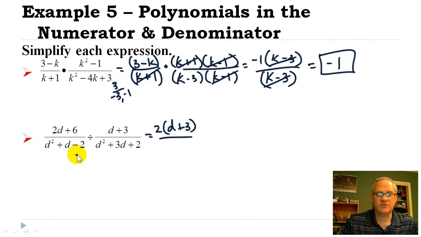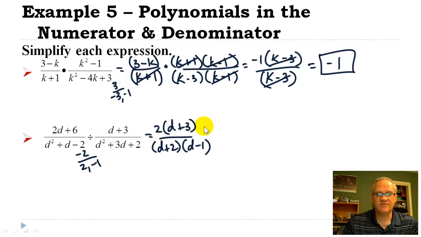So we factor it like we did before. What times what is negative 2 but adds up to be 1? Well, that'll be 2 and negative 1. So this would factor down to be d plus 2, d minus 1. So we factored the first part down to this.